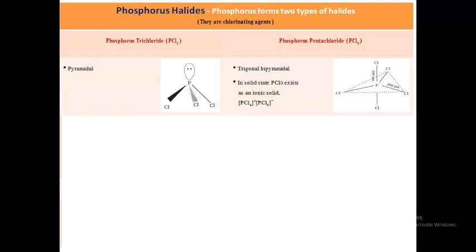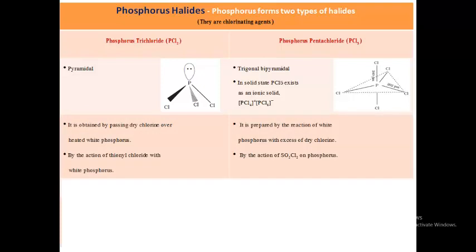Phosphorus trichloride has pyramidal structure and phosphorus pentachloride has trigonal bipyramidal structure, where the 3 chlorine atoms are placed in the equatorial positions and 2 chlorine atoms are placed in the axial position. In addition to this, in the solid state, phosphorus pentachloride exists as an ionic solid as PCl4+ and PCl6-. PCl4+ ion, that is the cation, has a tetrahedral shape, whereas the anion has an octahedral shape.